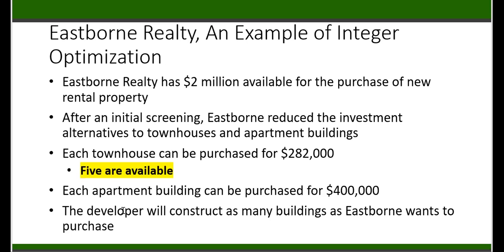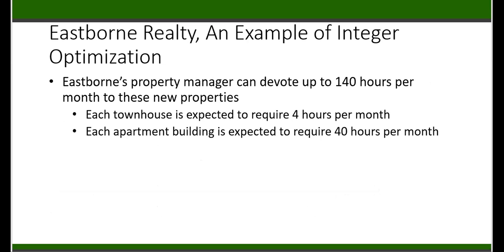Apartments, on the other hand, they can buy them at a price of 400,000, and then there is no limit on the number of apartments that they can purchase. There is a constraint here. The management has a maximum of 140 hours per month that they can allocate to the new properties that they're gonna buy. Each townhouse is expected to require 4 hours per month. However, apartment buildings are expected to require 40 hours per month. Each apartment, 40 hours per month.